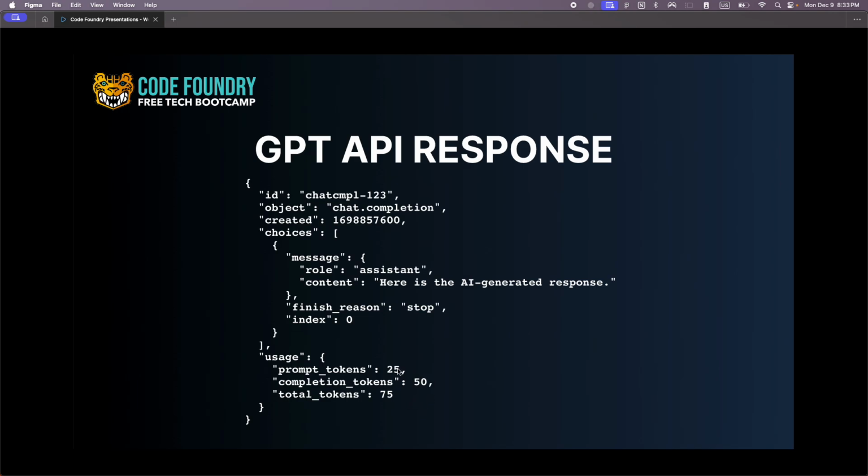So this means that you want to keep your prompts as succinct and clear as possible. And then you also want to request that it only returns a certain number of response tokens with the response, right? So you only want it to use a certain number of tokens to generate the response.